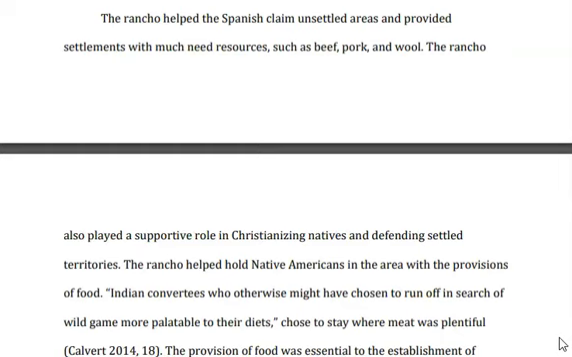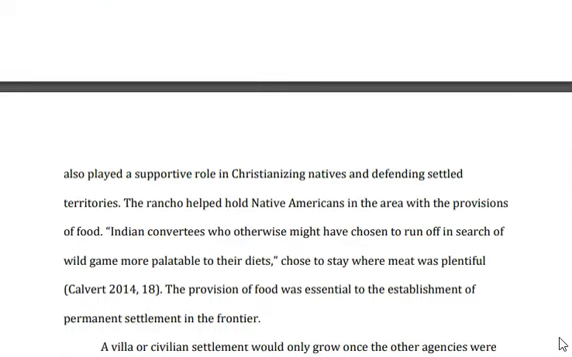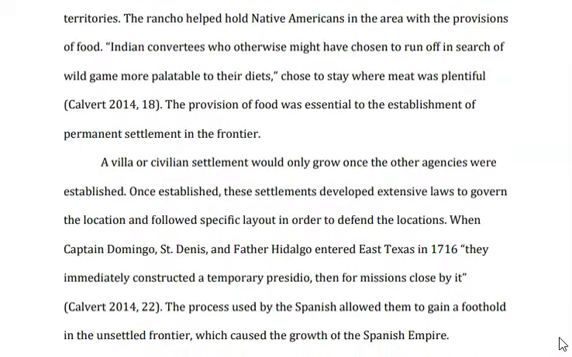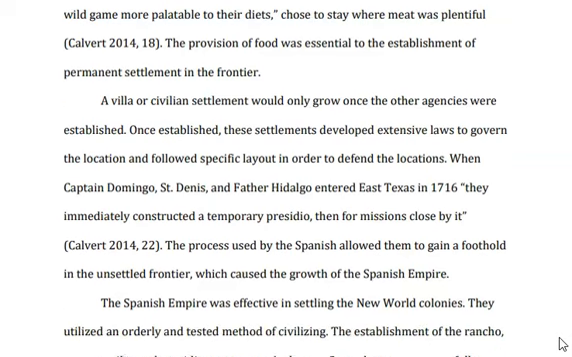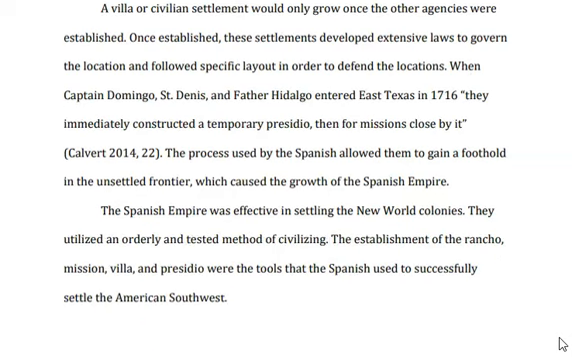I then go on to talk about the Rancho in the same way. I start with my topic sentence. I then give a restriction. I then illustrate it. I then prove it. I then give the significance. I then talk about the Villa. I have a topic sentence. I have my restriction. I have my illustration. I have my quote. I have my significance. And then I conclude my paper with a very short conclusion.